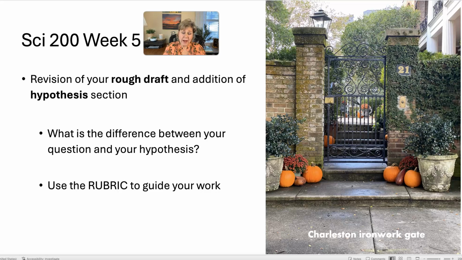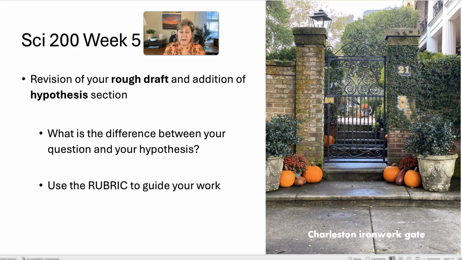You're going to add the hypothesis section. So what in the heck? You already had a question that you had to submit in week 2. The question that you asked was a big overarching question. Like, are GMOs safe to consume as human beings? Or can genetic testing be done, genetic engineering be done, to repair diseased genes in embryos? How widespread is ocean acidification?